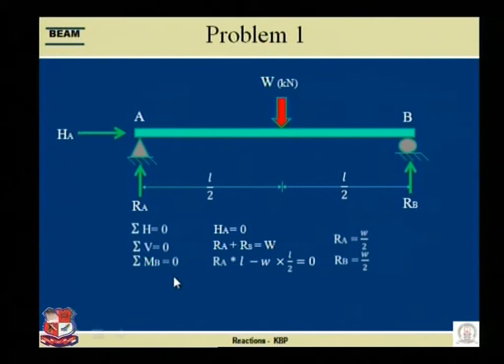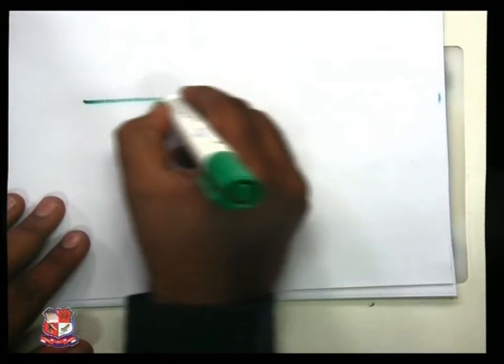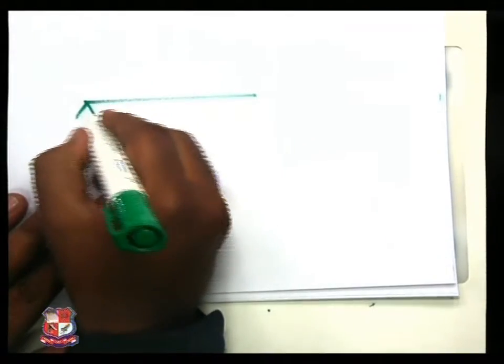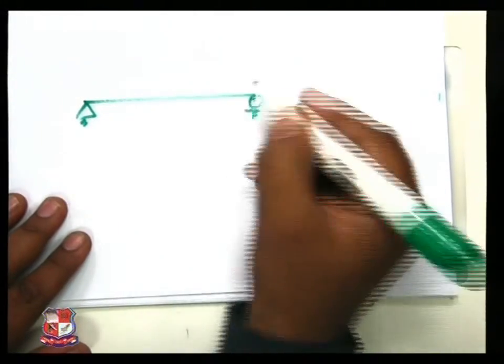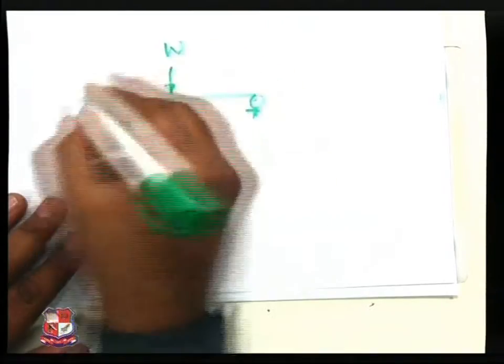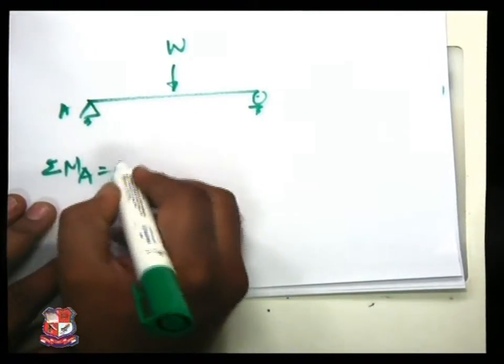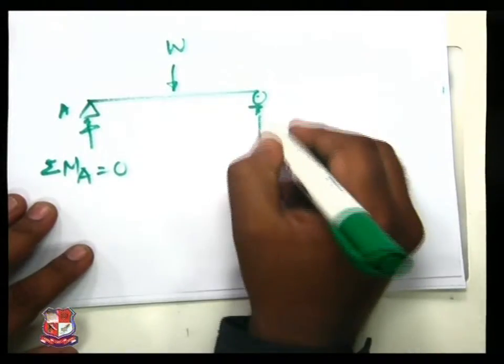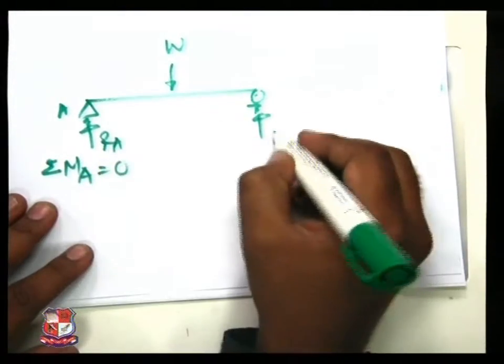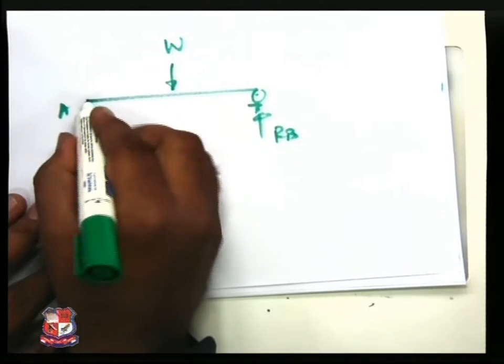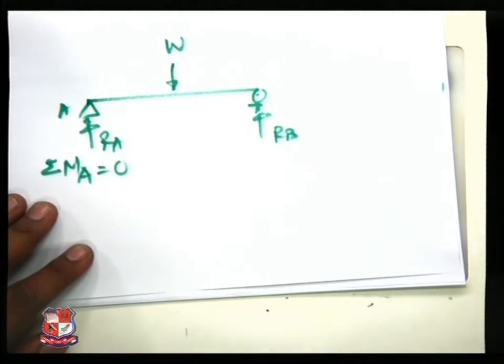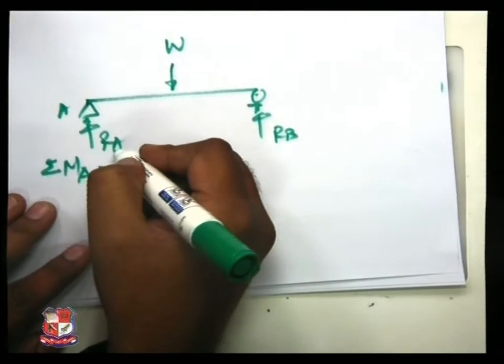Next, sigma MA is equal to 0. I have to explain over here because this is our first problem. These are my supports, load W is acting over here. This is joint A. We take sigma MA is equal to 0. These two are the reactions, RA, RB. Now here we have to take a moment.